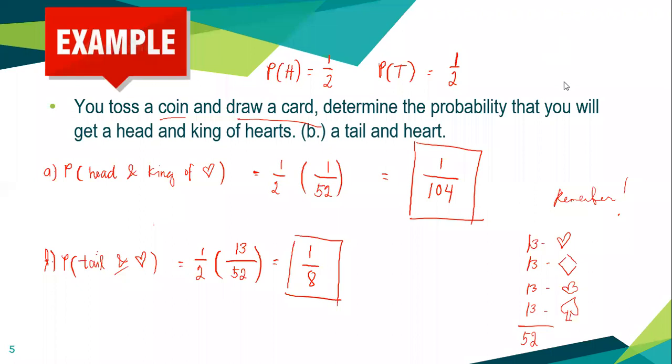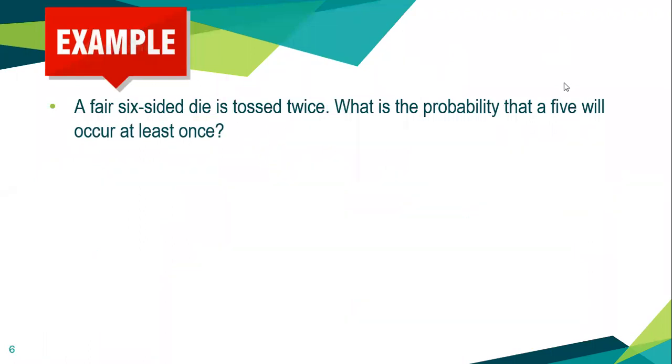So for another example, we have a fair 6-sided die is tossed twice. What is the probability that a 5 will occur at least once? Ano daw yung probability na at least once lalabas yung 5? Okay? So kapag sinabi nating fair 6-sided die, ang lalabas dyan ay parang nagtutoss ka rin lang ng dice. Ganun din lang, you have 6 total outcomes in one die. Eh, ang sabi dito ay tinos mo daw ng 2 beses.